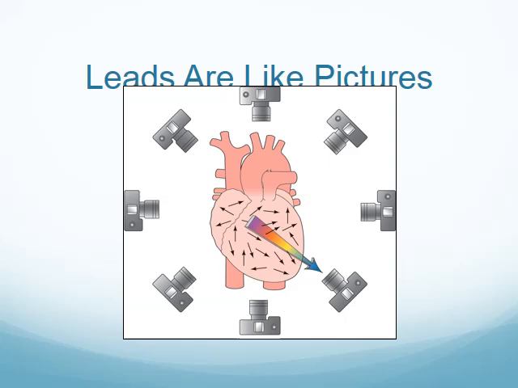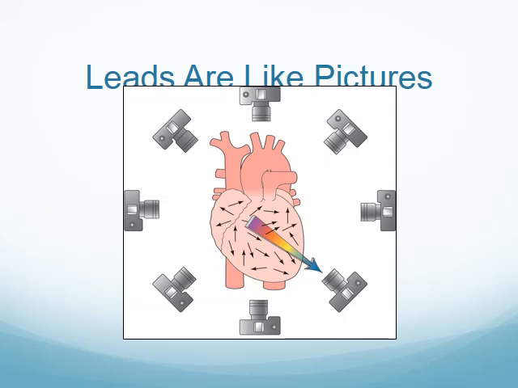Whenever we look at our EKG, each lead is just a picture from a different direction. So we have all these cameras that are around the heart, and what we're actually printing off on our EKG is a representation of those pictures. So each picture is looking at it from a different direction.